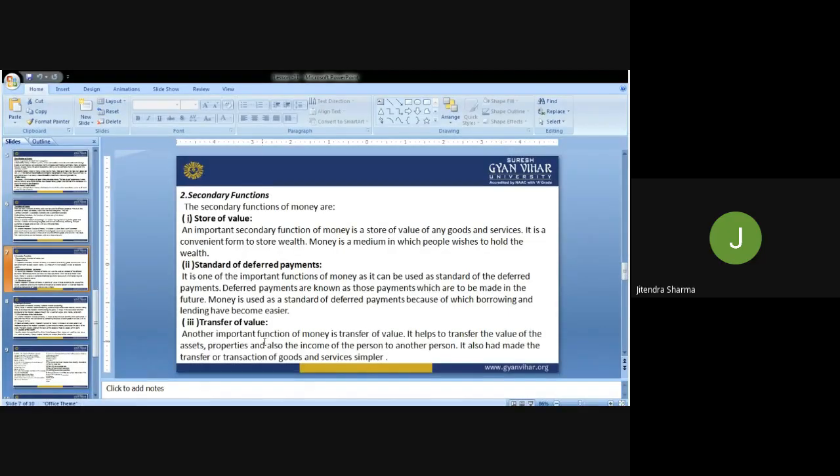So these are store of value, standard of deferred payment, and transfer of value. All three of these come under the secondary functions.